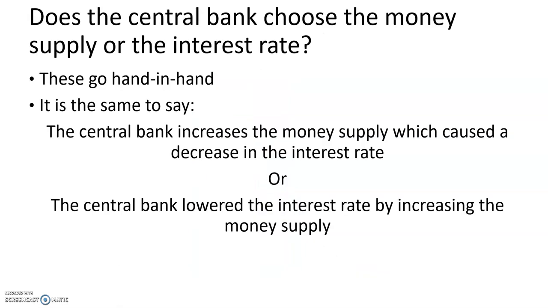Does the central bank choose the money supply or the interest rate? So these go hand in hand. It is the same to say the central bank increases the money supply, which causes a decrease in the interest rate, or the central bank lowered the interest rate by increasing the money supply.